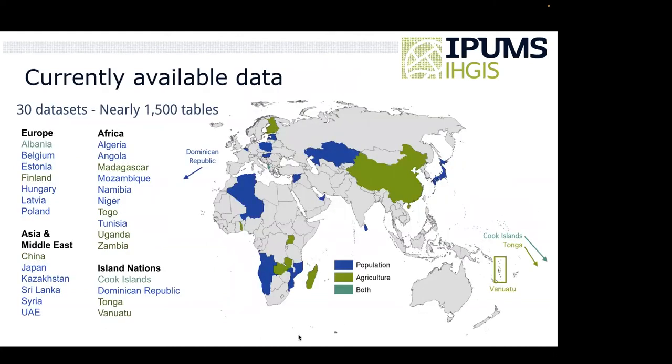This just summarizes the data that we have currently available in IHGIS. We have 30 data sets, almost 1,500 tables to date, and those cover both population and agricultural censuses. We have a couple of countries right now where we have both, the Cook Islands and Albania. And you can see the list of the countries over here.